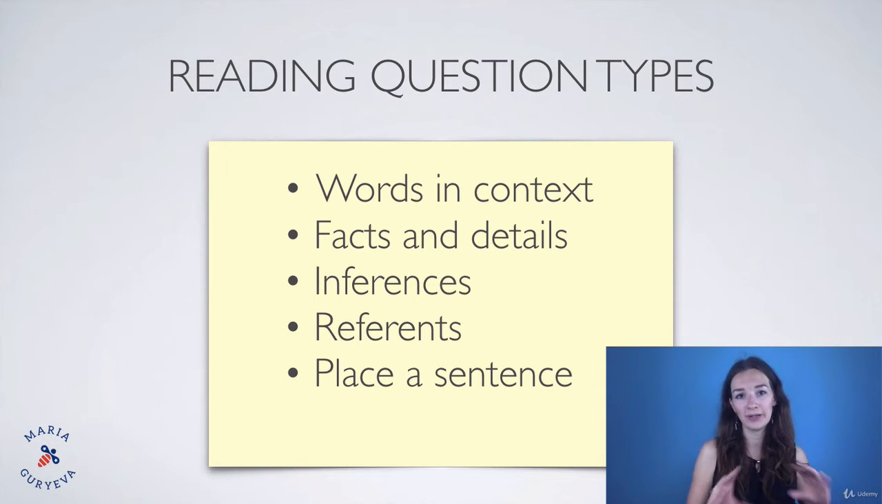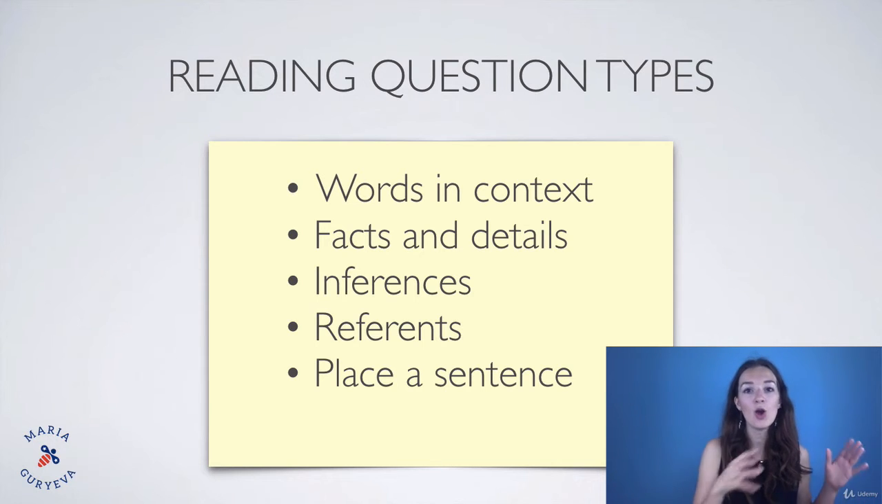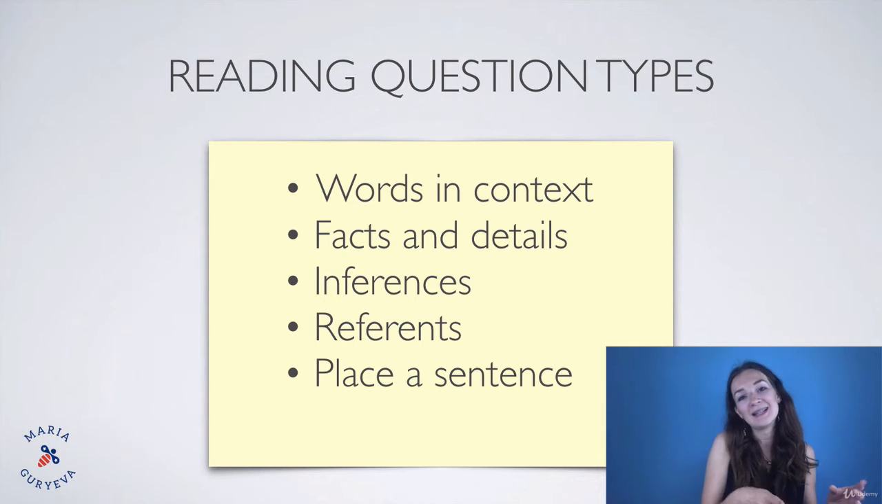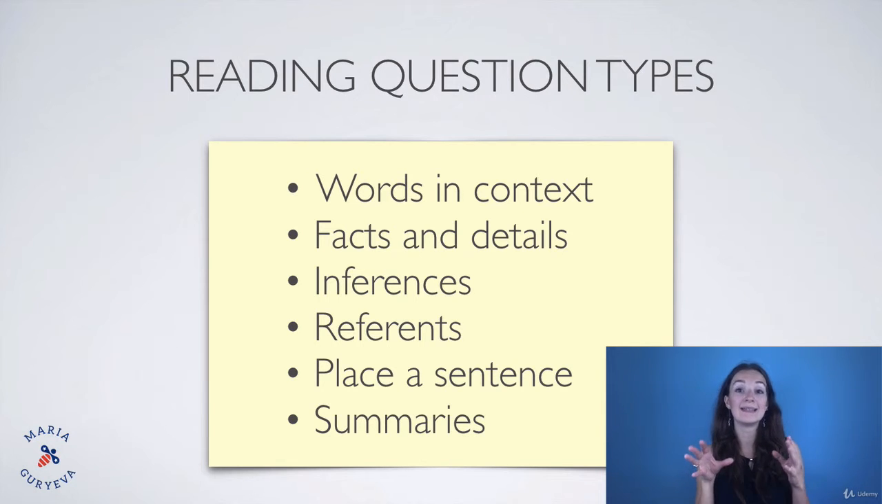So this is when we have a random sentence and we have 4 spots in the text where we can place a sentence. And we need to choose where in these 4 spots this sentence will look the best. All right? And then we have the summaries.